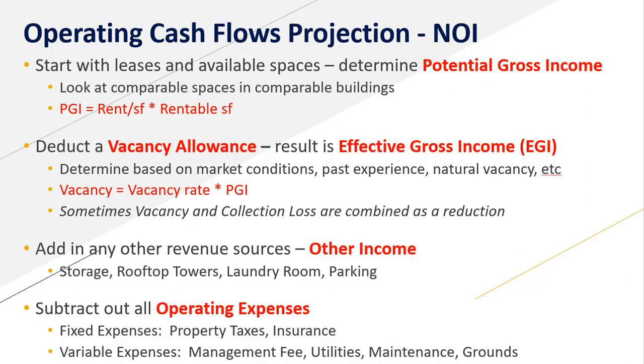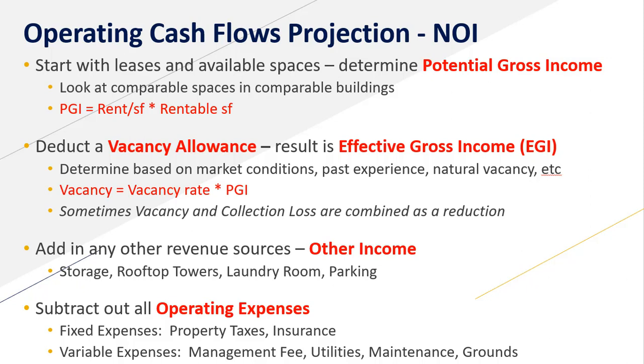All of the space is rented. It's assuming basically 100% occupancy. It's the potential, what the building could do. But of course, most buildings are not doing that. They're not 100% occupied all year long. So we're going to deduct a vacancy allowance, and the result will be this term called the effective gross income.